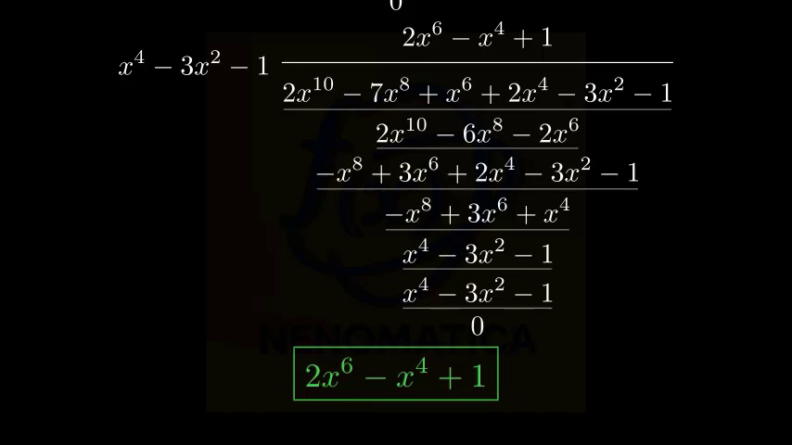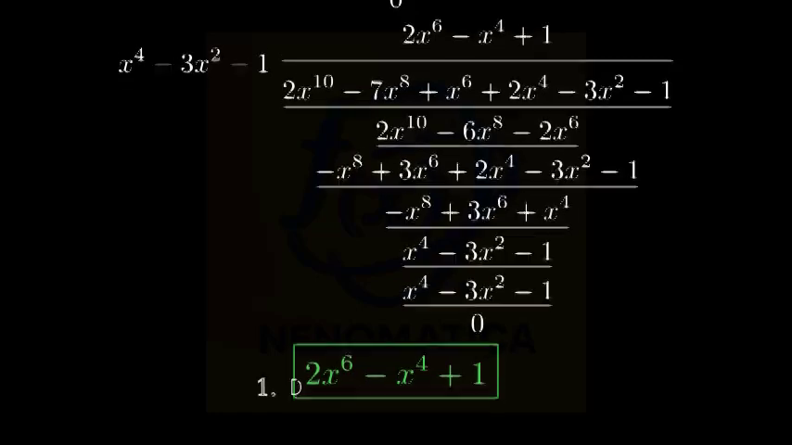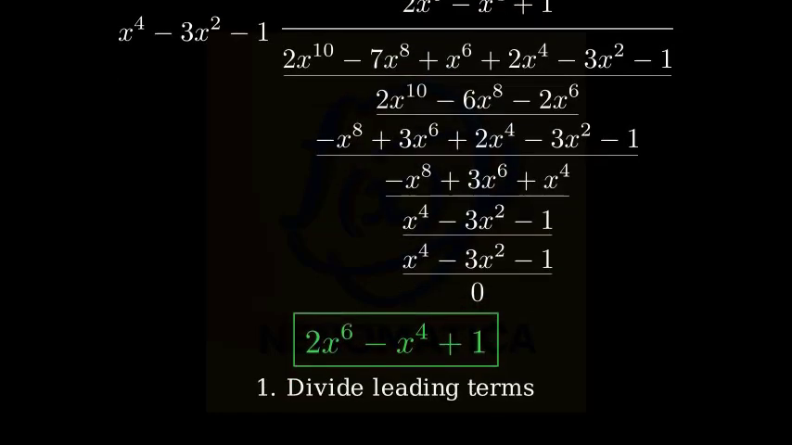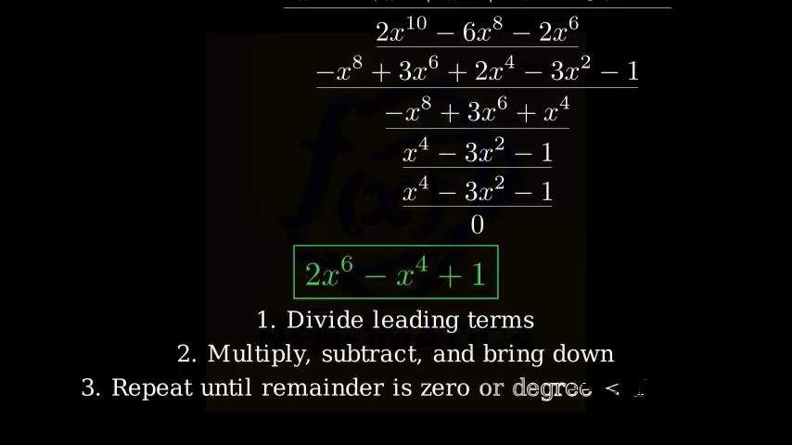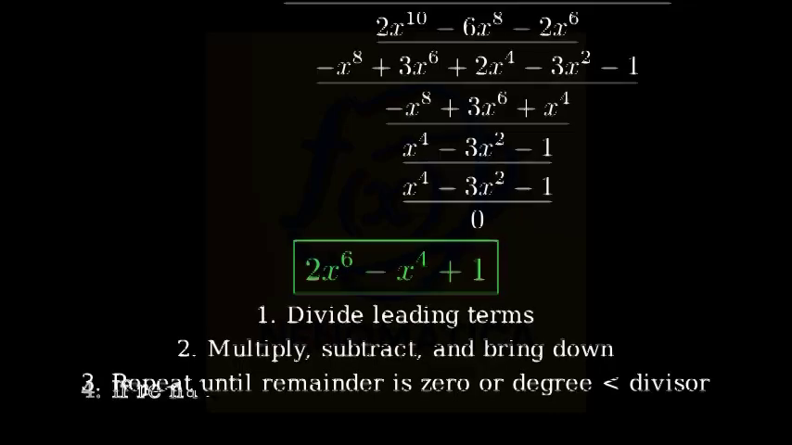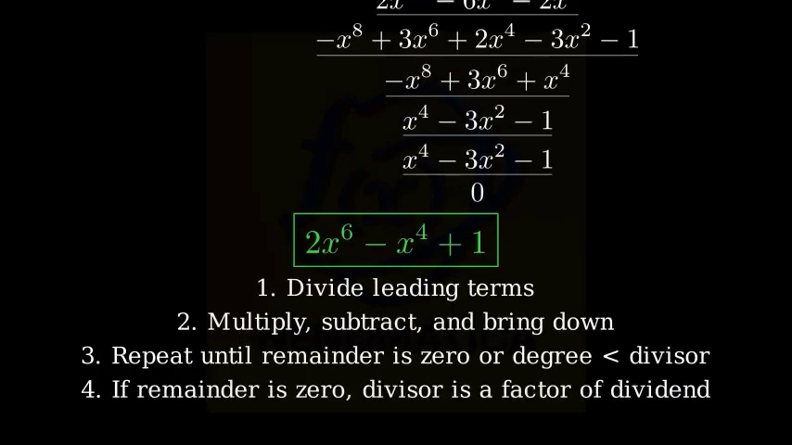To summarize the polynomial long division process, first, we divide the leading term of the dividend by the leading term of the divisor. Then we multiply the divisor by this result and subtract from the dividend. We continue this process with the remainder until we either get 0 or a remainder with degree less than the divisor. In our case, we got a 0 remainder, which means the divisor is a factor of the dividend.